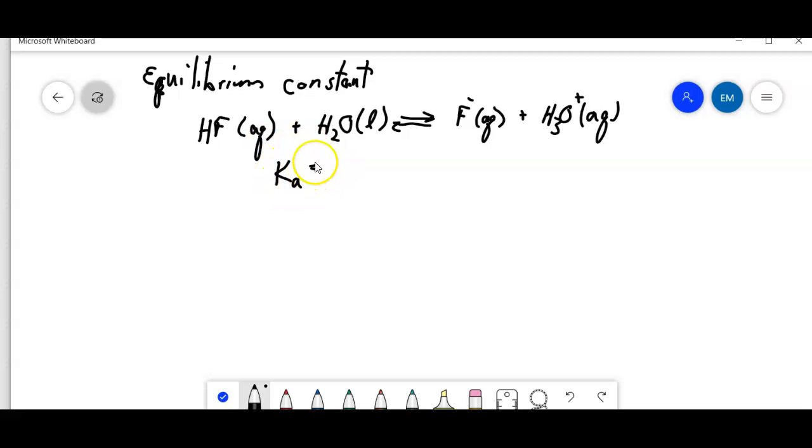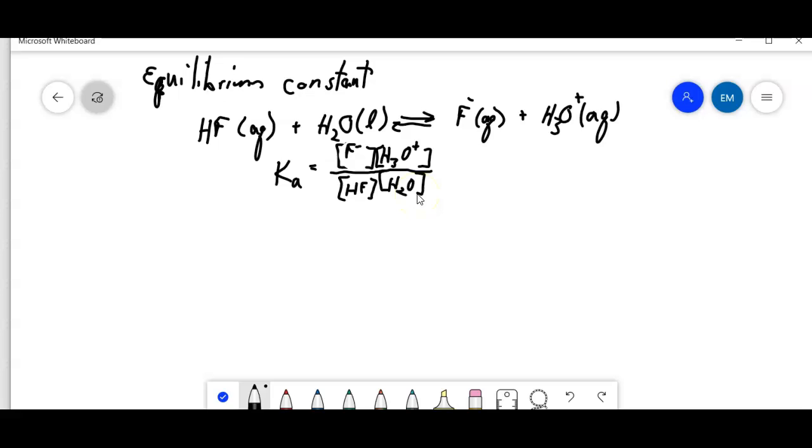And before you start panicking, just watch what I'm writing down here. Concentration of fluoride times the concentration of hydronium ion, divided by the concentration of hydrogen fluoride times the concentration of water.